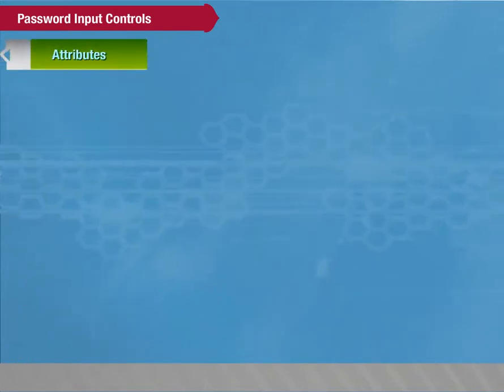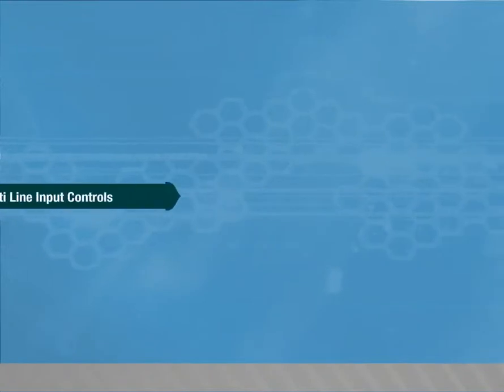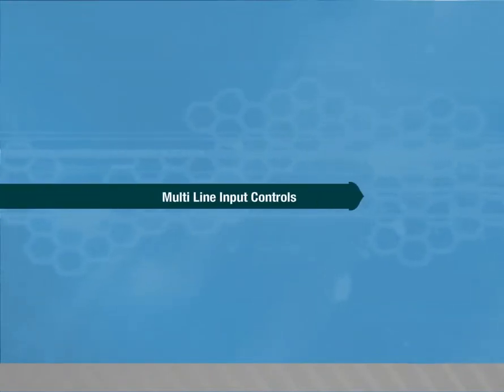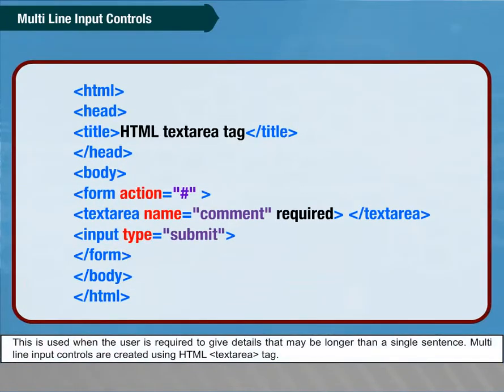Attributes. Multi-line input controls. This is used when the user is required to give details that may be longer than a single sentence. Multi-line input controls are created using HTML text area tag.